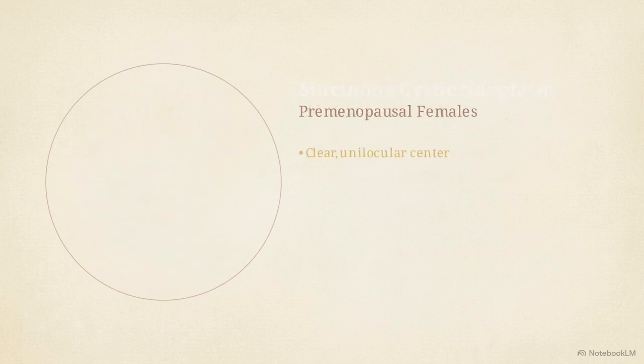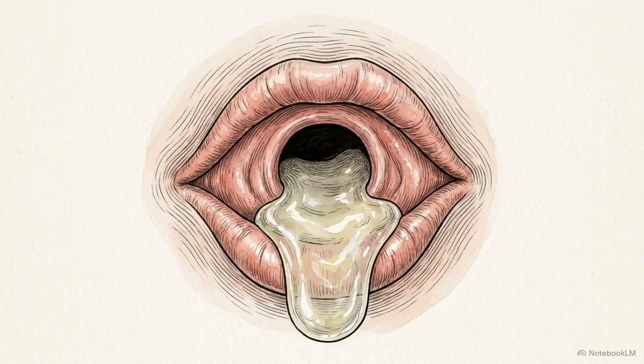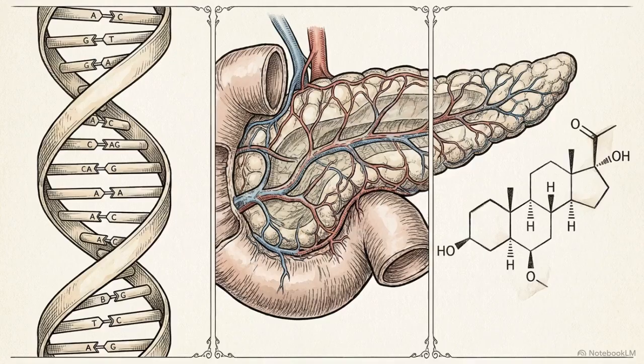Contrast this with the mucinous cystic neoplasm in premenopausal females, defined by a clear center and peripheral eggshell calcification. IPMN is diagnosed via ERCP using the Ohashi triad, a dilated ductal system and thick mucin extruding from a gaping fish mouth ampulla. Mastering pancreatic pathologies requires moving between three distinct analytical frameworks.